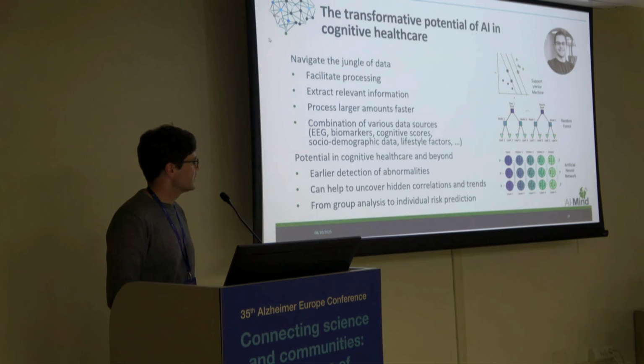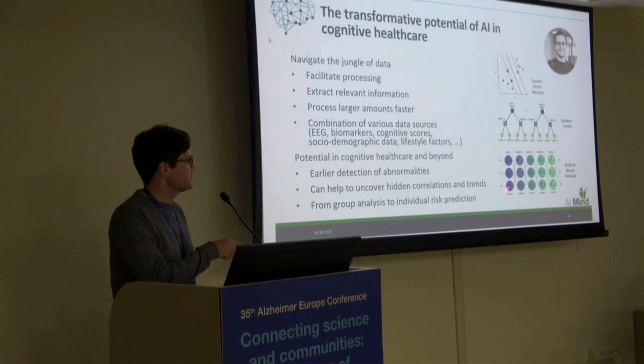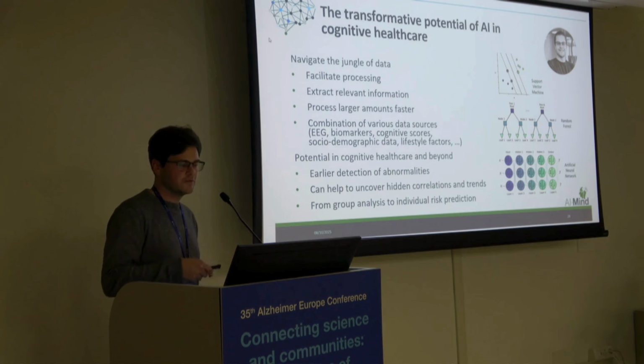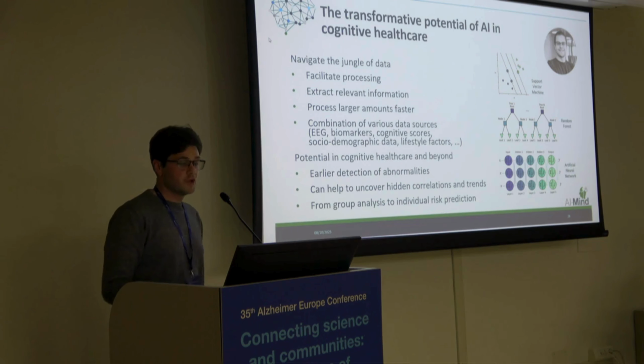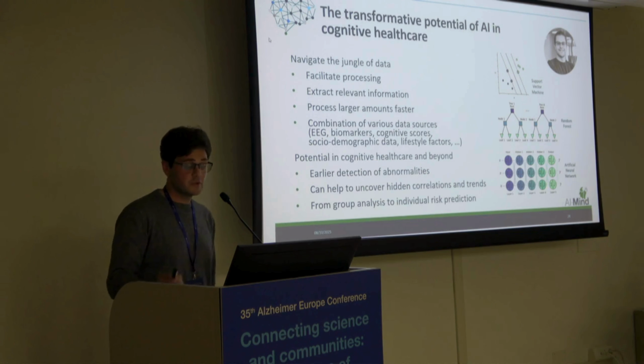And then, of course, when we come to the actual prediction of what we can expect from the data, all of these models will be interesting, because what I showed you before was just a linear model. These ones are all non-linear, and therefore can probably help to uncover hidden trends and get better at predicting what's going on. And this brings me to the potential in cognitive healthcare, but also beyond.